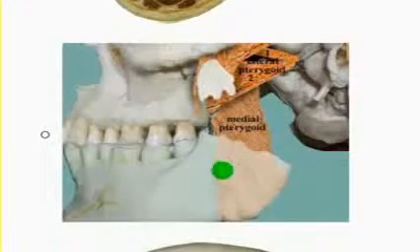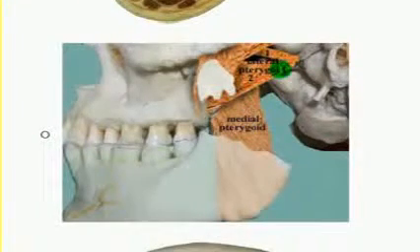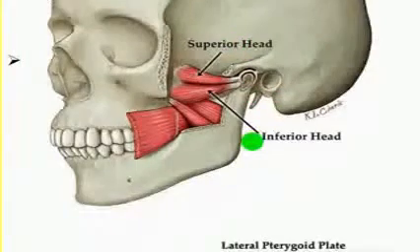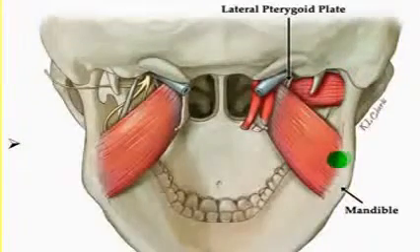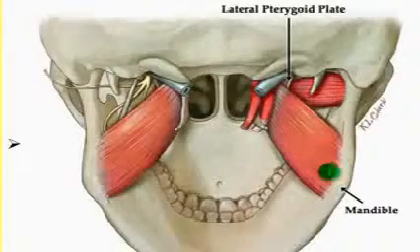So here's our lateral pterygoid and our medial pterygoid. Another view here and here. This is a nice view because you can see that this is more medial here. This is more lateral.